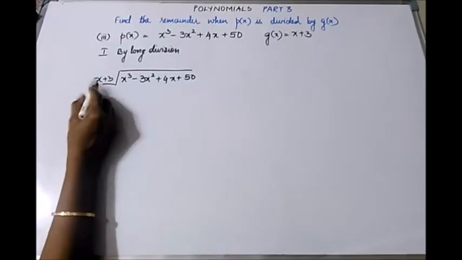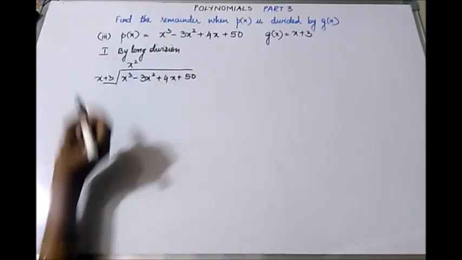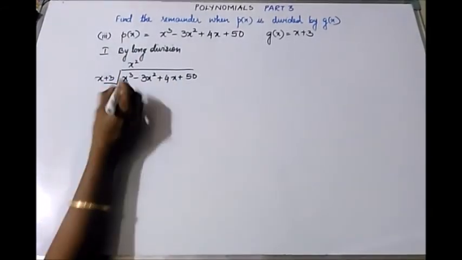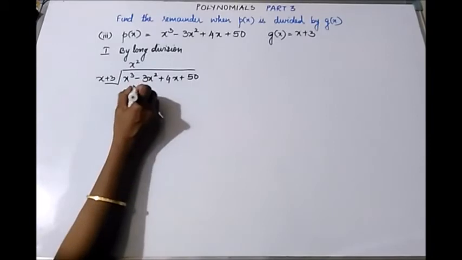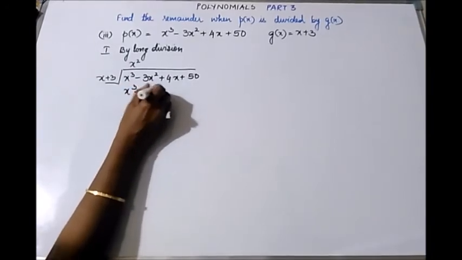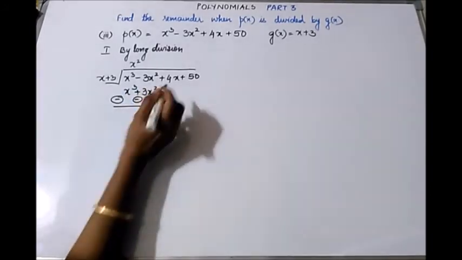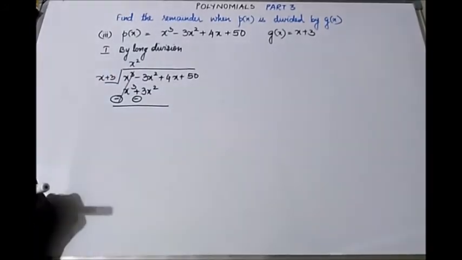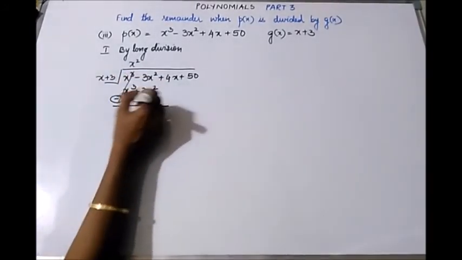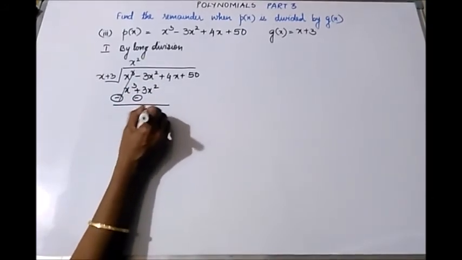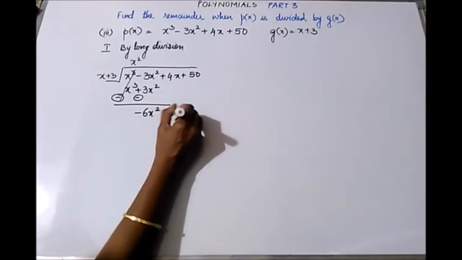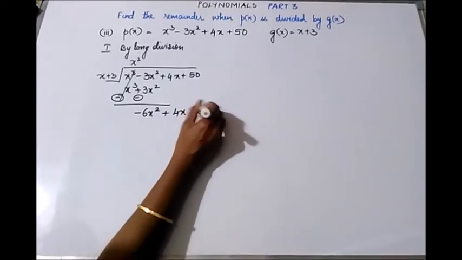X cube divided by x will give us x square. Now multiply x square to the divisor. It will give me x cube plus 3x square. Subtract. X cube minus x cube will get cancelled. Minus 3x square will give minus 6x square. Get the remaining terms down.